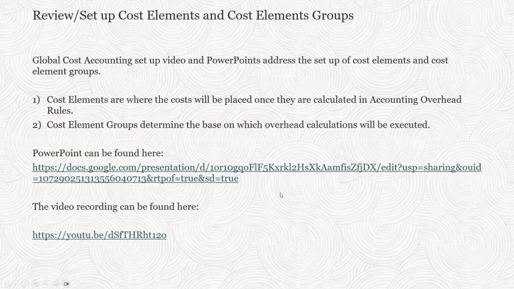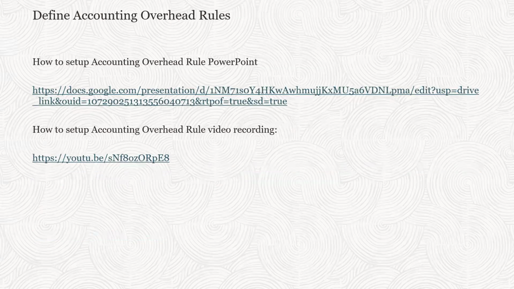So again, the first thing we're going to go through is cost elements and cost element groups. Cost elements are the labor, material, overhead elements that you set up. I've done a video on that. You see that here in the PowerPoint. You can find links to both the PowerPoint for that as well as the video for that, and again, as well as defining accounting overhead rules. I like to say overhead accounting rules, but they didn't write it that way. So there you go. So the first thing we're going to do is jump over into, if I can find it on my machine here.